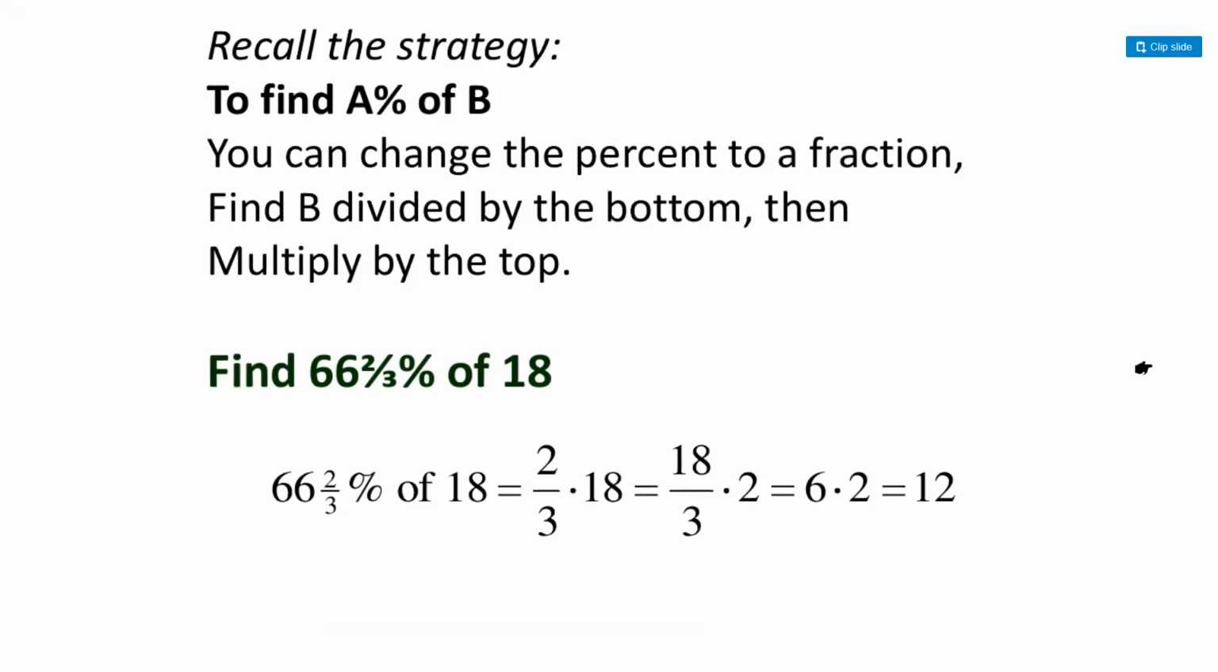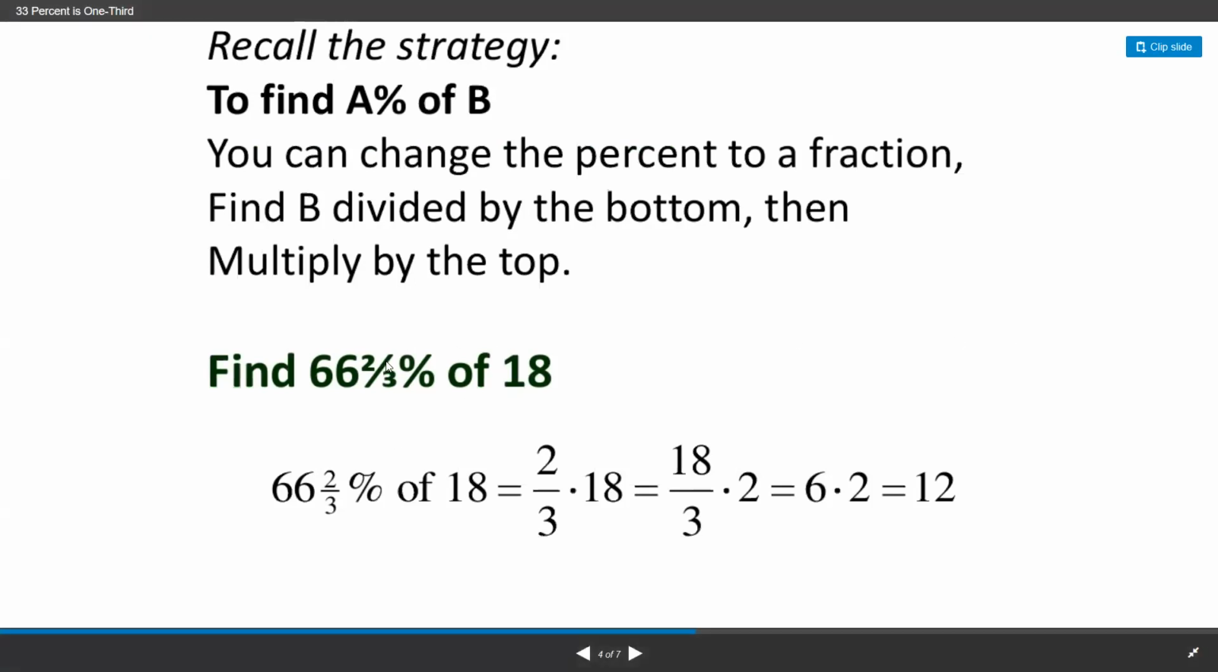Recall what we have seen in previous percent tweets. If you want to take a percent of a number, a good way to do it when possible is to change your percent to a fraction, divide by the bottom first, then multiply by the top. For example, find 66 and 2/3% of 18. That sounds kind of hard to do. With a decimal, it would be very hard. But with a fraction, it's easy.